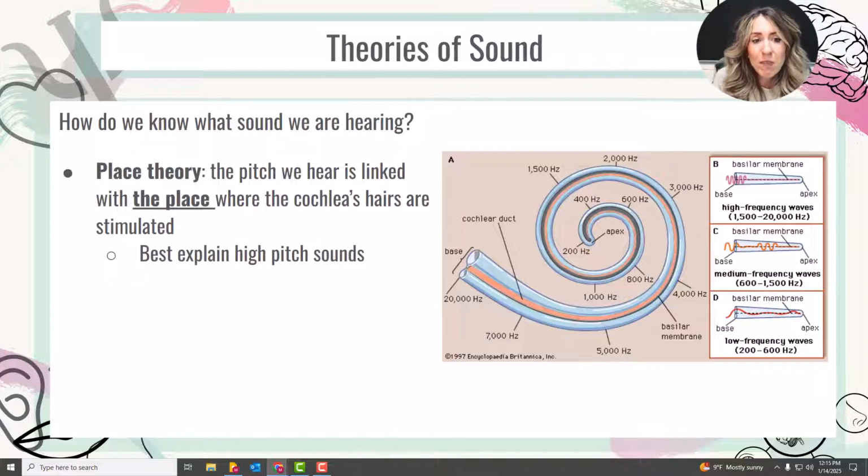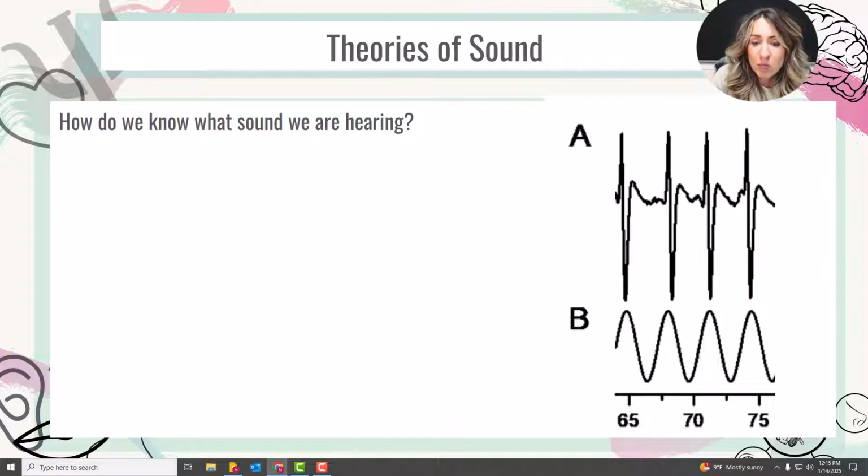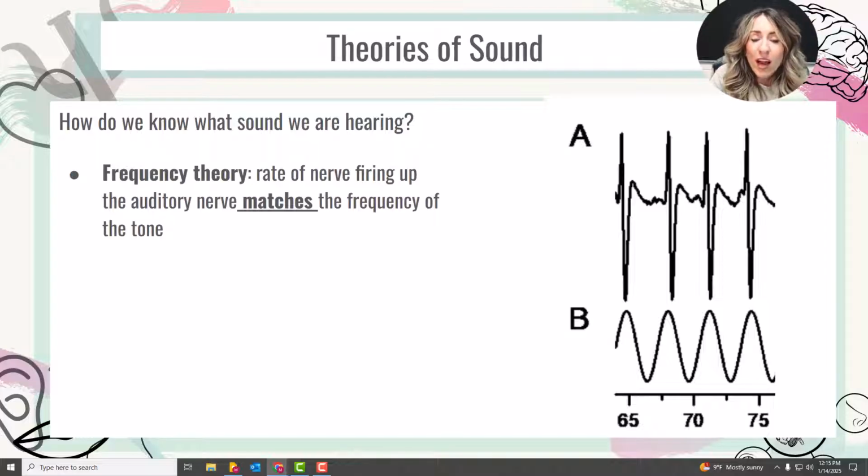And this theory best explains high-pitched sounds. They actually find that if they are looking inside the cochlea, there is a very specific place where a high-pitched sound hits the cochlea, and that's how your brain knows the different pitches. However, this does not explain low-pitched sounds. What we found is that low pitches tend to vibrate a huge chunk of the cochlea all at once. And so it's harder for the ear to differentiate different sounds within lower frequencies.